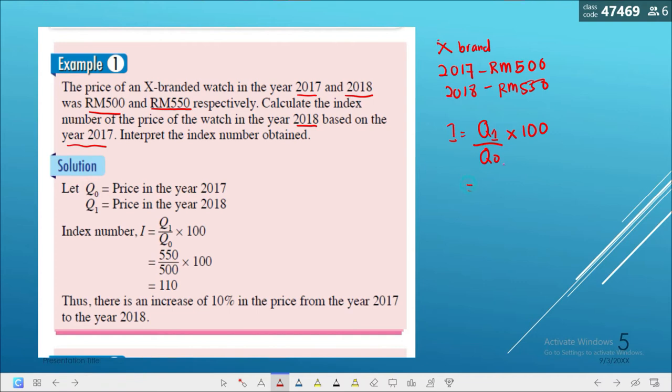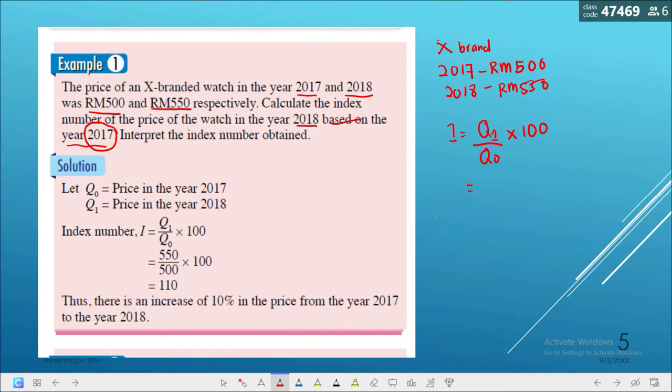Which one should be the base year here? What do we compare it with? Is it based on the year 2017? Q0 is the base year, so it should be 2017, because we compare with 2017. It's also stated here: calculate the index number of the price of the watch in the year 2018 based on the year 2017. So 2017 will become Q0.